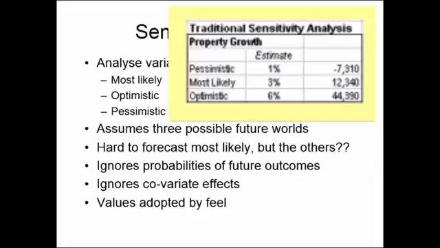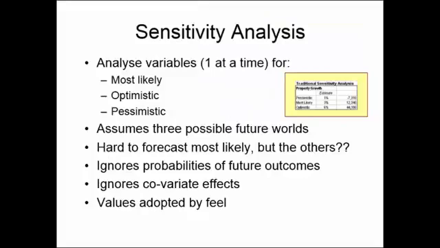The second problem with the traditional sensitivity analysis is that it ignores probabilities of future outcomes. How likely is the most optimistic, 6% in this case? Is it more or less likely than the pessimistic option of 1%? And how do they relate to the most likely? We don't know.